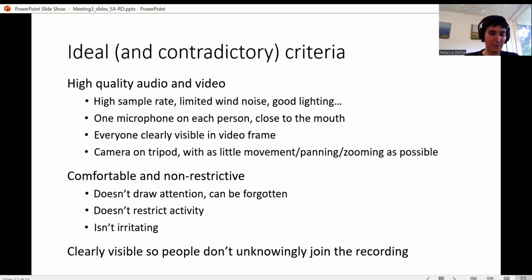And also, while you don't want it to be too much of a focus for the participants, you want the recording setup to be clearly visible so that other people aren't unknowingly being recorded if they come along the recording setup. Okay. So I wanted to talk about some details of how to do that and ways of balancing these different ideas.